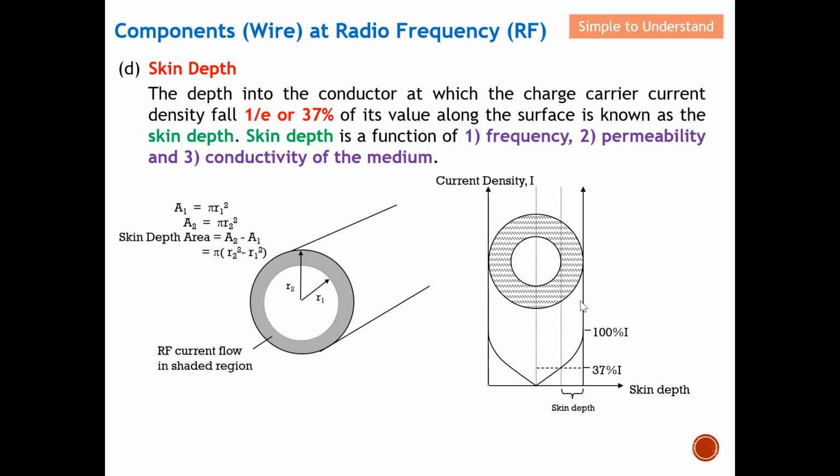This is what I meant by skin depth: when the charge current falls to 1/e or 37% here. This is also known as skin depth. So this is the fourth parameter that I discussed, which is the skin depth.